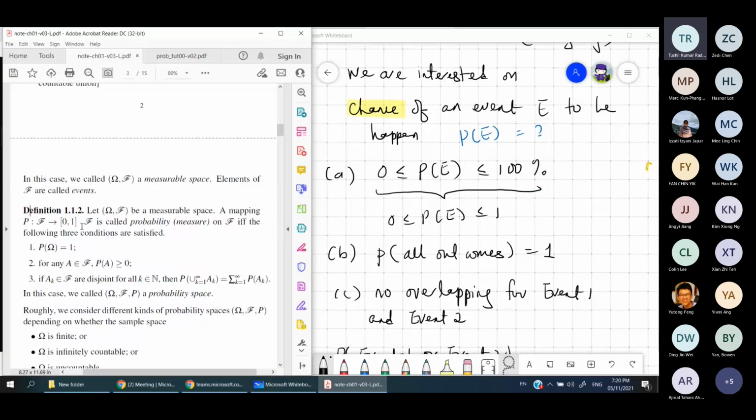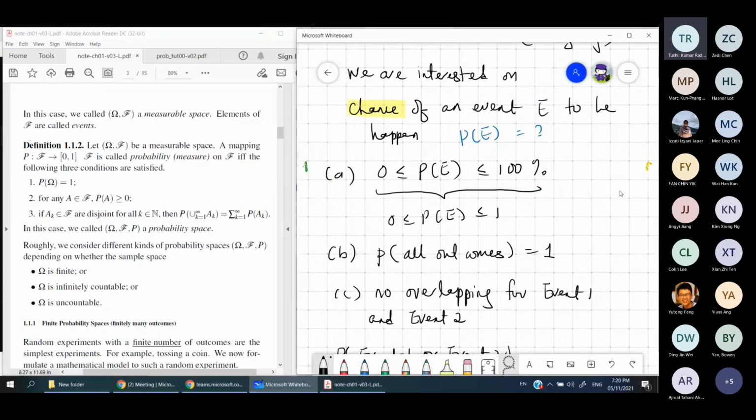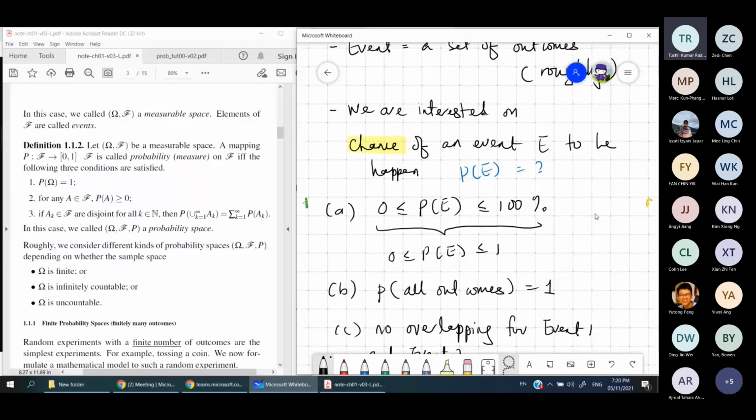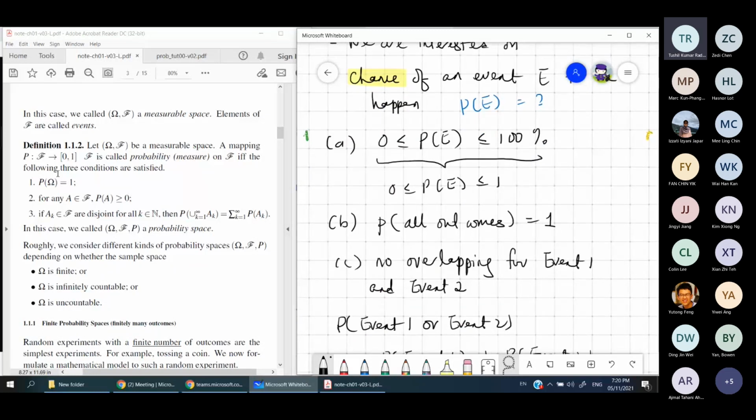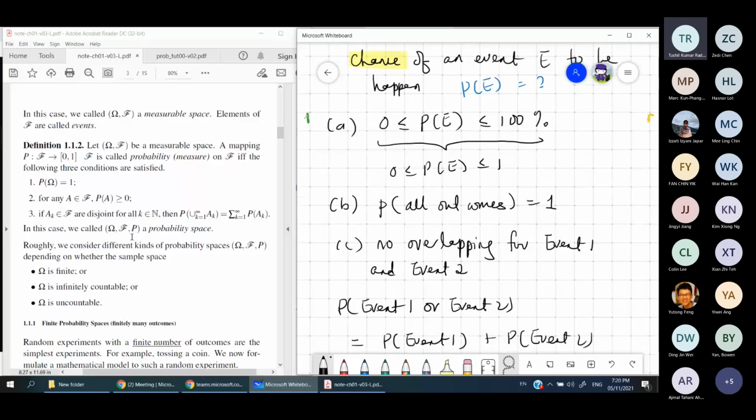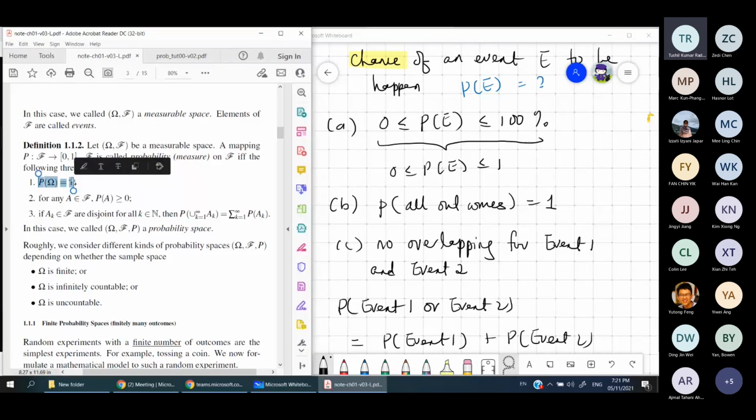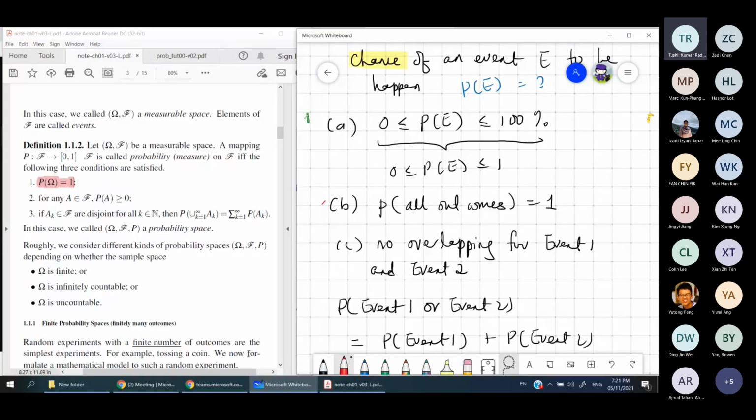It is actually based on our observations here. However, it will be a little bit more general. Now supposing this is a measurable space. A measurable space means we have a sample space and a sigma field. Forget about this one first. Let's say we have a sigma field. Then a mapping P is called a probability measure if it fulfills these conditions. First, P of omega must be equal to 1. This is like what I have discussed here.